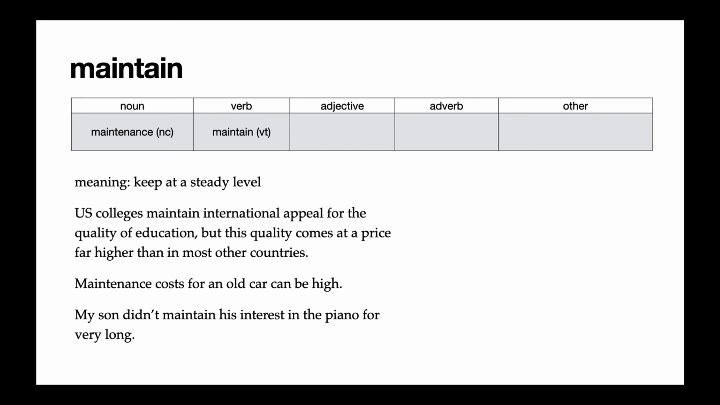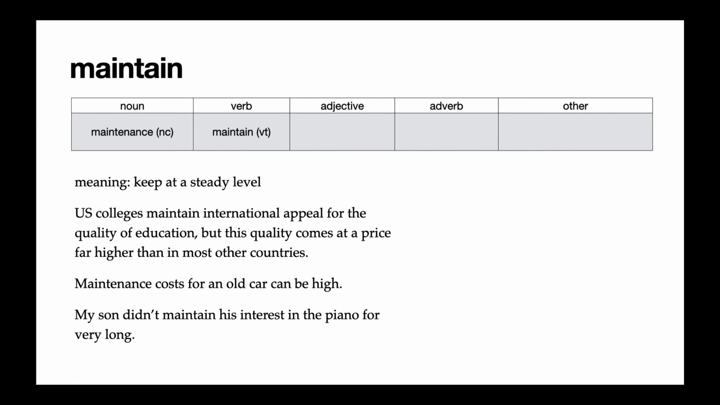Our second example shows the noun form of maintain, which is maintenance. This is a non-countable noun. Maintenance costs for an old car can be high. And so a maintenance cost means how much it costs to keep a car at a steady level, to keep it functioning and running and working properly.